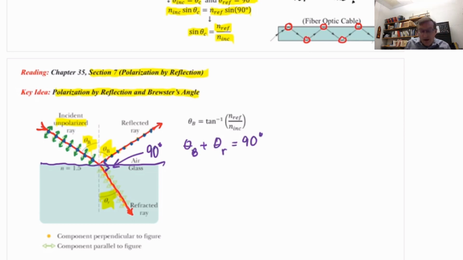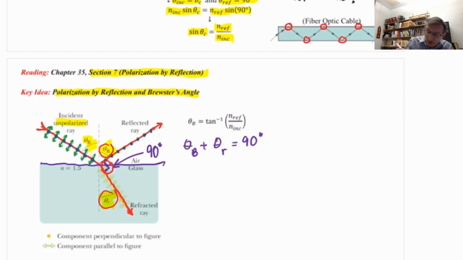Theta b plus theta r must be 90. See how I know that? There's theta b, there's theta r, that's 90. So theta b plus theta r must equal 90 because those three must add up to 180.